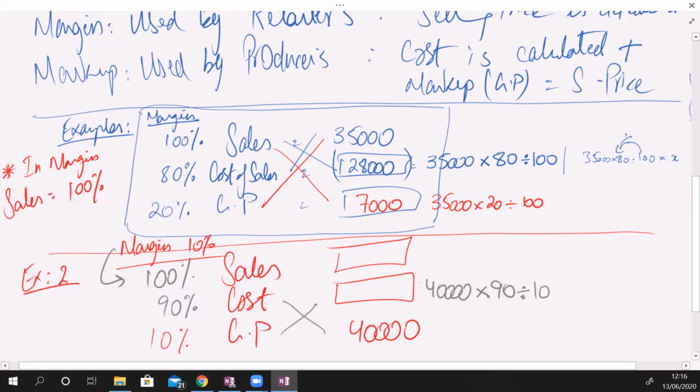Okay Ifra, first tell me how much cost of sales is coming. Sir, why is it 10? Because see, if I am cross multiplying, I have a GP value with me, right? GP itself is 10%, and since we are using margin, GP itself is 10%, therefore we divided by 10.